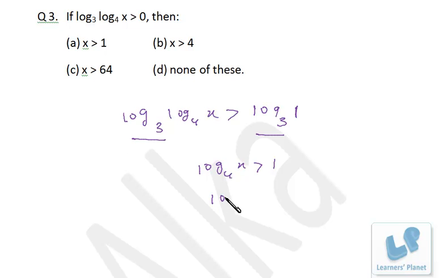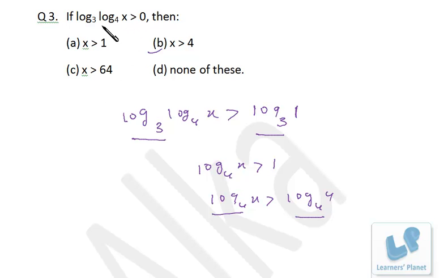Now the next step is, this one can be written as log 4 to the base 4. Now if I take anti-log, x is greater than 4, as simple as that, right? Now you got the answer. I'll tell you the other method.